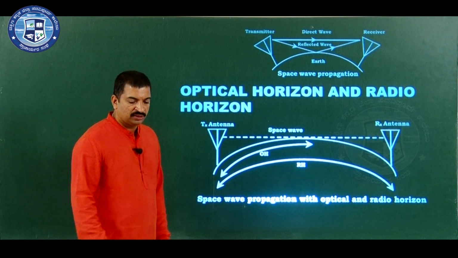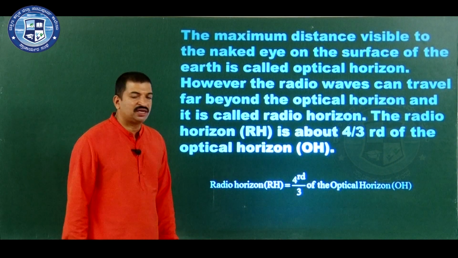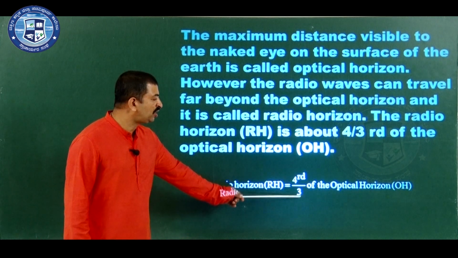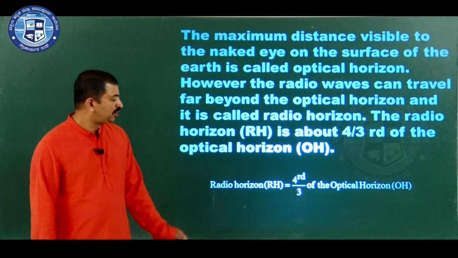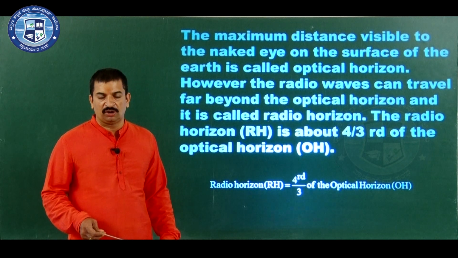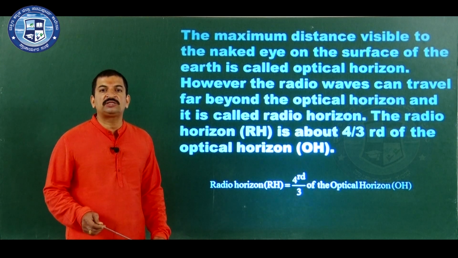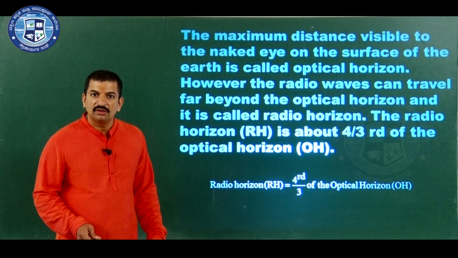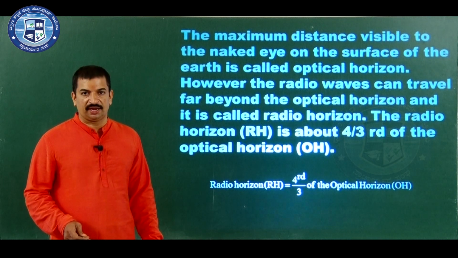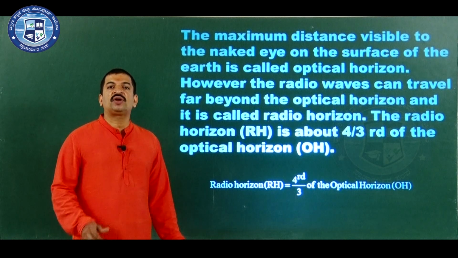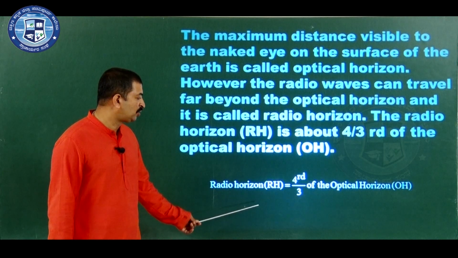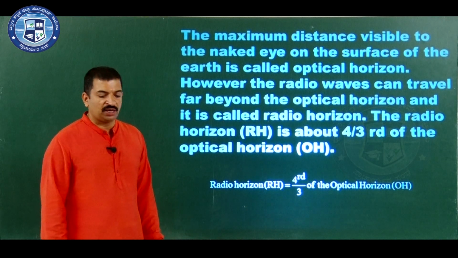Here there is a relationship between the radio horizon and the optical horizon. The radio horizon is equal to 4/3 of the optical horizon. Now, what is optical horizon? Optical horizon is the maximum distance for the propagation of the space waves, or you can say that it is the maximum distance visible to the naked eye. Now, what is radio horizon? The radio horizon is the maximum distance for the propagation of the sky waves. So, radio horizon is equal to 4/3 of the optical horizon.